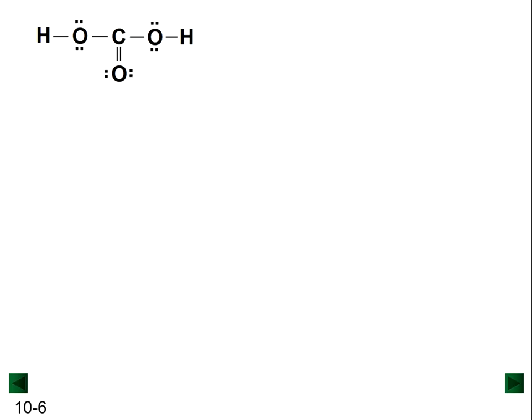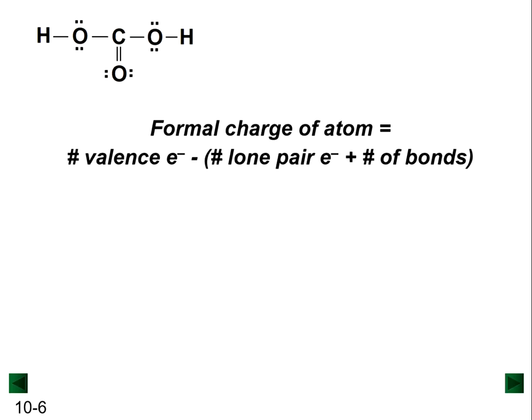So for our carbonic acid here, we can calculate the formal charge of each atom, and we remind ourselves of the equation we saw from our prior video. The formal charge of an atom is the number of valence electrons for that atom in the free state minus the sum of the number of lone pair electrons plus the number of bonds to that atom. Let's do the calculation for each atom in this structure.